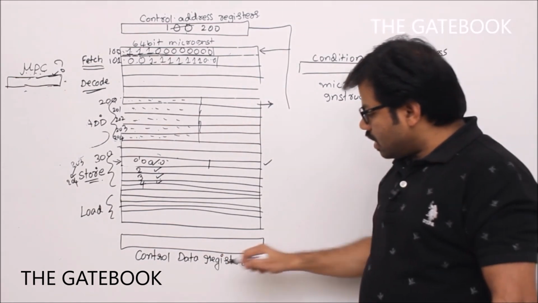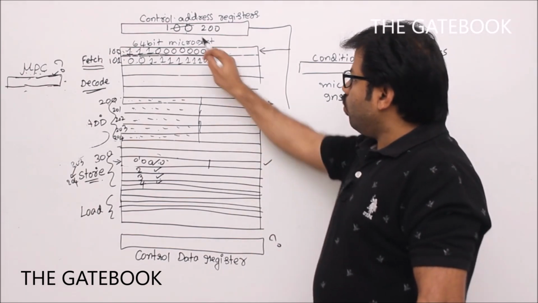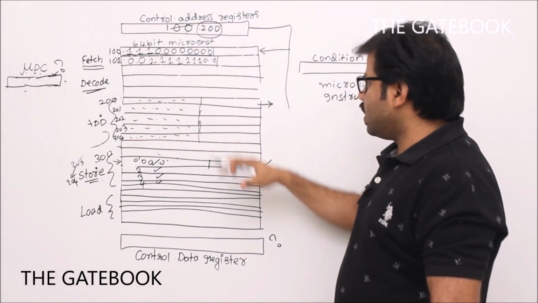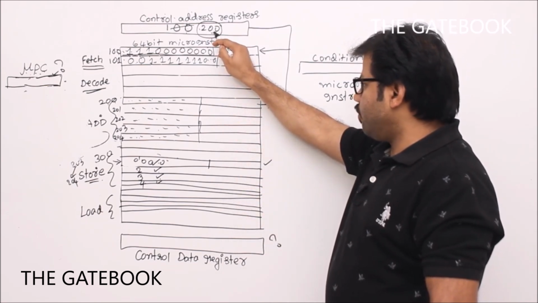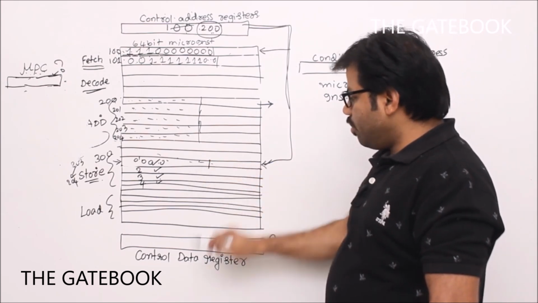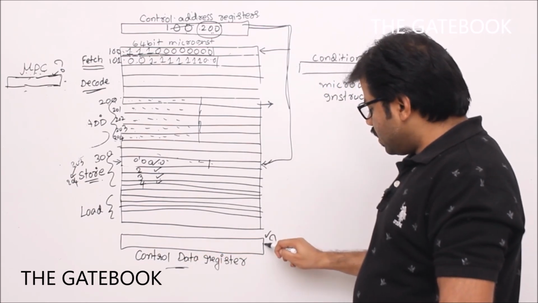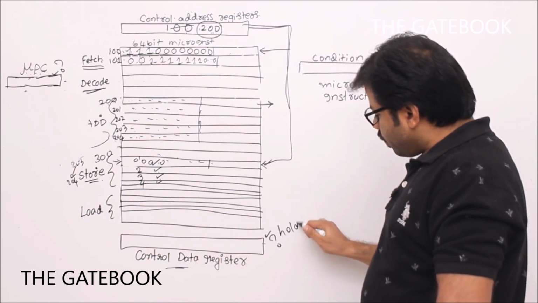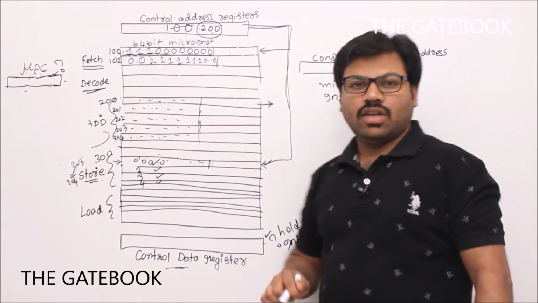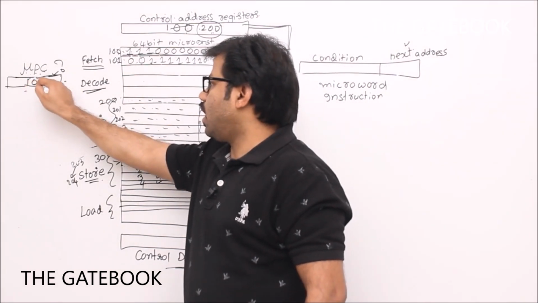Second one, sir, what is this control data register? I'll explain. Whenever you specify any address in the control address register, this memory can be designed in such a way that the appropriate data will be selected and automatically transferred to this control data register. So this control data register is used to hold the instruction which you are currently processing. Understand? For example, let's say at this moment the micro program counter is 100.